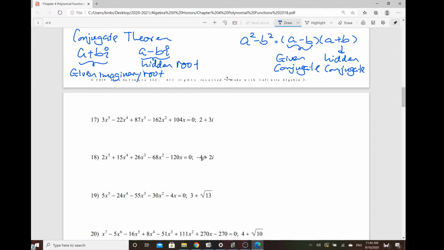For number 18, since we know that negative 4 plus 2i is a given imaginary root, that means its conjugate, negative 4 minus 2i, would be the hidden root.